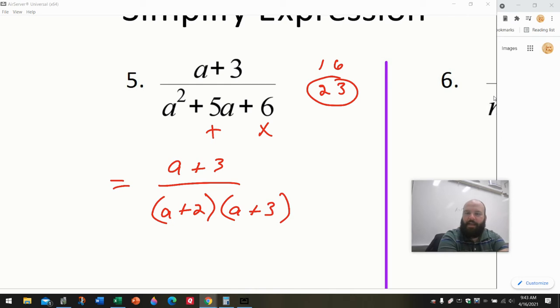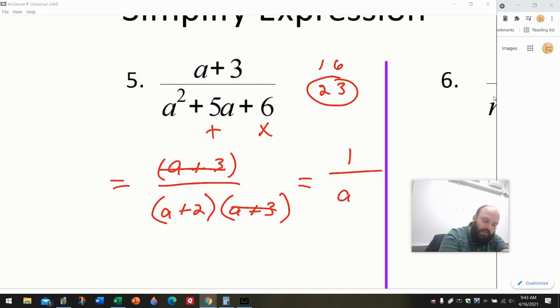Now that we've broken the denominator up, you can see that there is a factor of a plus 3 in the numerator as well as the denominator, so they are both going to cancel. And so then what we're left with is a 1 in the numerator, and in the denominator, an a plus 2. Now, we do need to also write what a is not allowed to be.